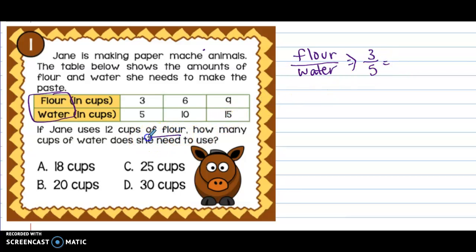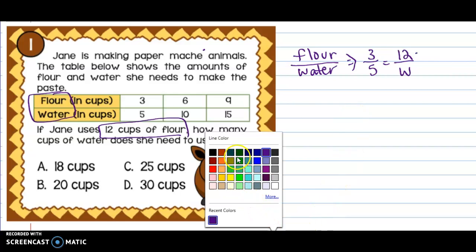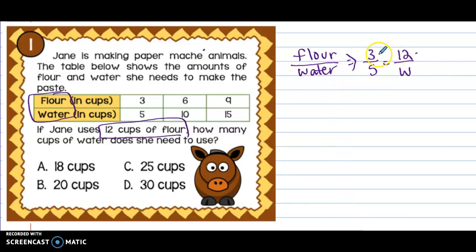If she uses 12 cups of flour, so the question will tell me one of these two parts of my ratio, and they gave me that she's using 12 cups instead of 3. And then we need to figure out how much water she needs. Now, again, you have a couple of options for solving for the missing amount of water in this one. You recognize that because it's proportionate, 3 times 4 equals 12, so 5 times 4 will tell you the value for water.